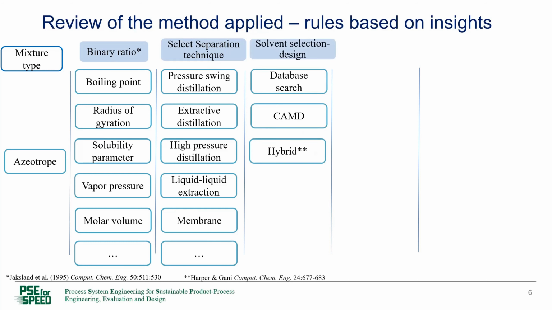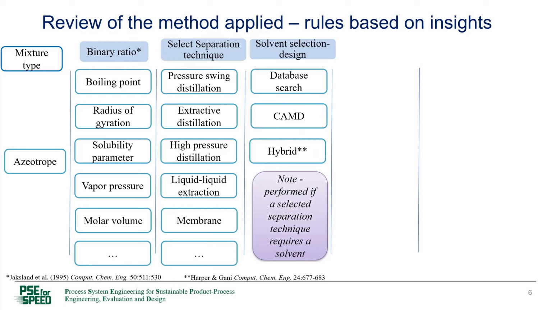If the value is close to 1, let's say for boiling point or vapor pressure, that would indicate that vapor liquid separation would be difficult and solvent would be needed. So if solvent is needed, we need to design or find a solvent, select a solvent. We need methods to calculate the solubility, selectivity, and so on, so that we can find the solvent. We could also go and search in the database if all the data is there. So that problem needs to be solved.